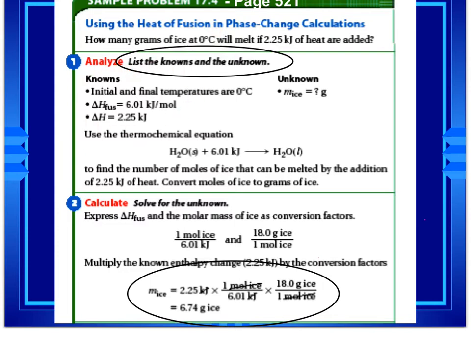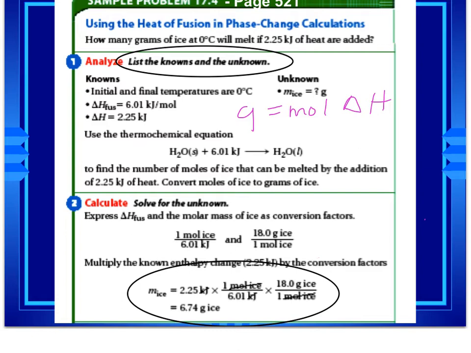So when we look at our knowns and our unknowns, our initial and final temperatures are going to be 0, like I said, because that liquid is going to still be at 0 degrees until every last piece of ice is melted. We can get from our textbook or from our thermochemical equation down here that your heat of fusion is 6.01 kilojoules per mole. They're telling us that we added this much energy and we're looking for this mass. So if you remember the equation that we just used on the last slide, it was Q equals moles times delta H.